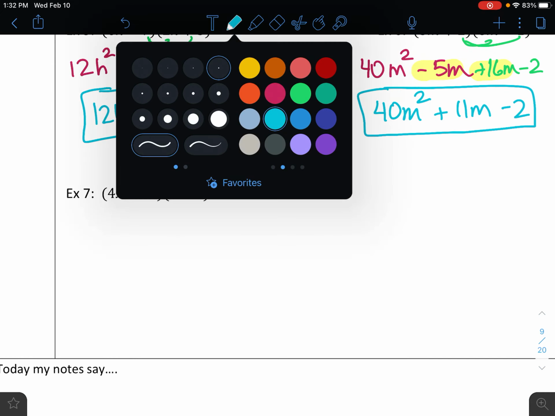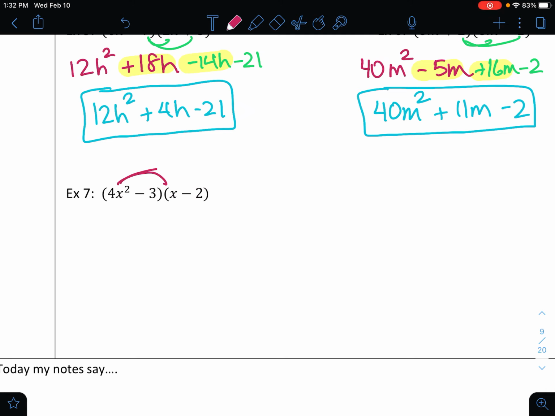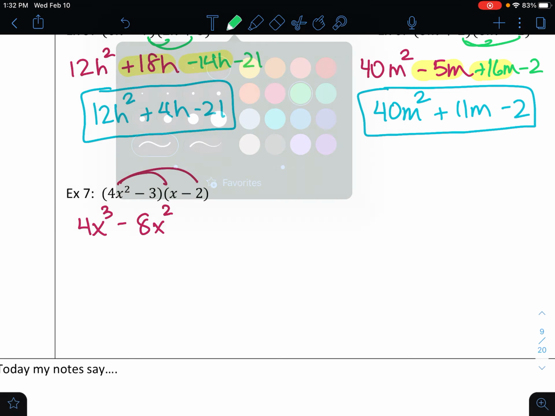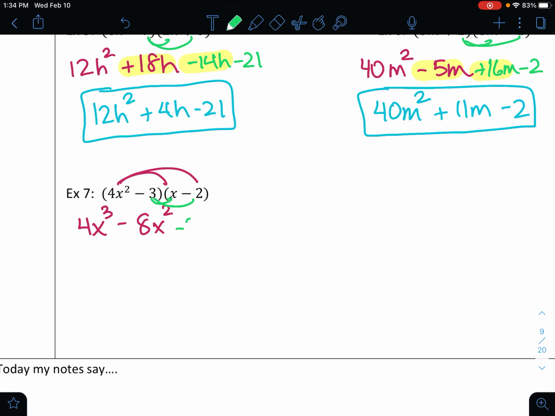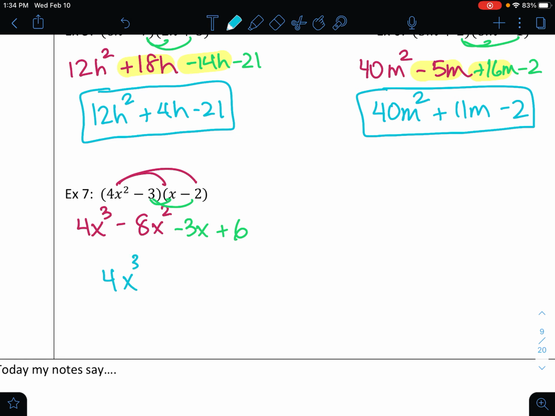Okay, this last example here, I've got distribute. So that's going to be 4x to the third minus 8x squared, and then these 2. So that's going to be minus 3x plus 6. And look how I don't have any like terms. I have the third power, the second power, the first power, and no variable. So actually, that's my answer. I'll just rewrite it down here so it's out of the way. But you could just circle that part on your paper, you don't have to rewrite it.